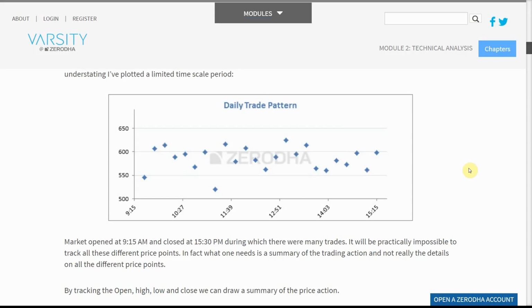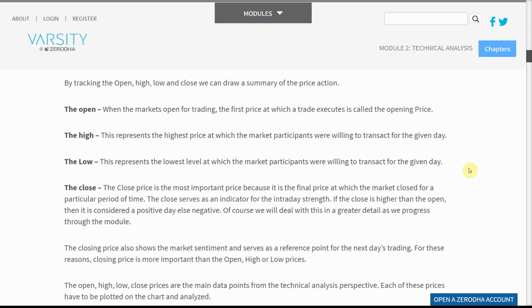In fact, what one needs is a summary of the trading action and not really the details on all the different price points. By tracking the open, high, low and close, we can draw a summary of the price action. The open: when the market opens for trading, the first price at which a trade executes is called the opening price. The high: this represents the highest price at which the market participants were willing to transact for the given day. The low: this represents the lowest level at which the market participants were willing to transact for the given day. The close price is the most important price because it is the final price at which the market closed for a particular period of time.